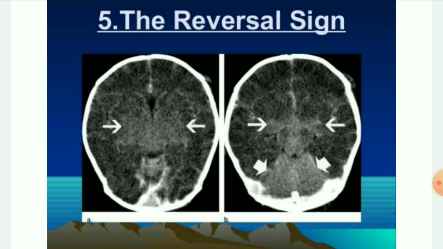Causes of reversal sign include head trauma, hypoxia, birth asphyxia, drowning, status epilepticus, hypothermia, bacterial meningitis, strangulation, non-accidental trauma, and other causes of global cerebral ischemia. The reversal sign is associated with poor prognosis and indicates irreversible brain damage.